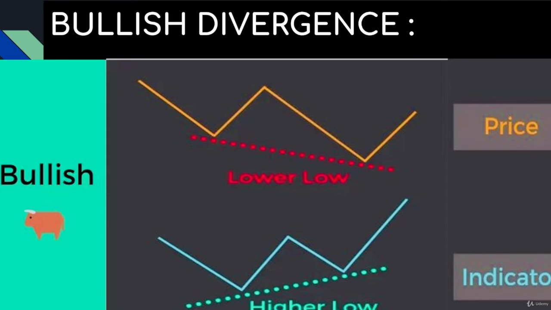So just to make things easier, I've drawn this for you. This is very simple. In the bullish divergence, the price is forming lower low, as you can see over here. This is the lower low. The price is forming lower low on the chart and this is the indicator, the relative strength index RSI. The RSI is forming higher low on the chart, which gives us a buy signal. Let's move to the chart.